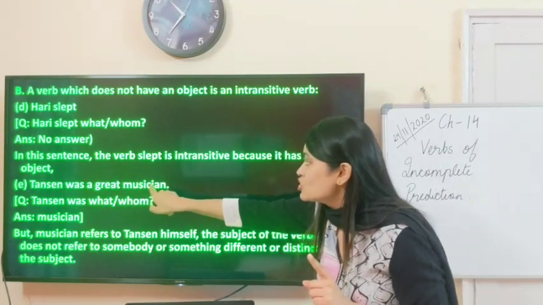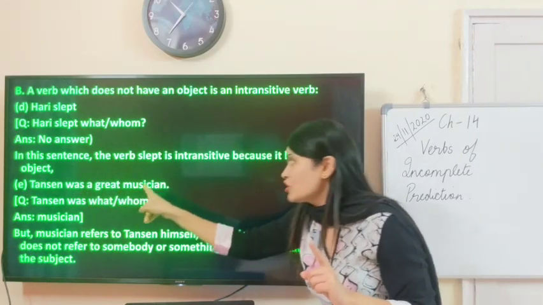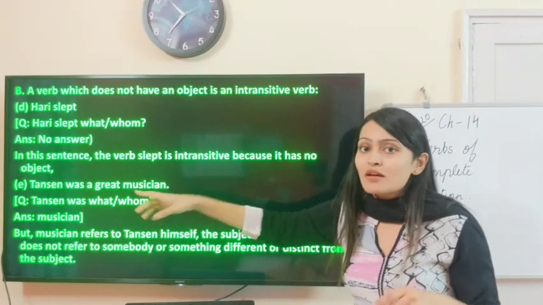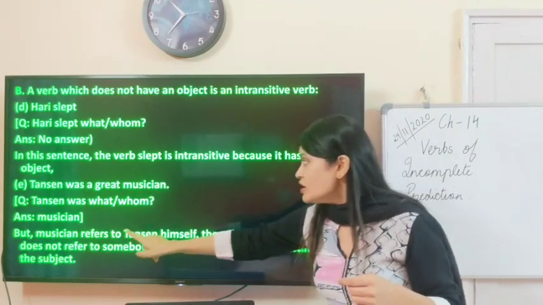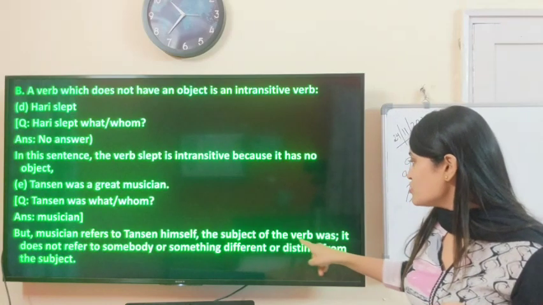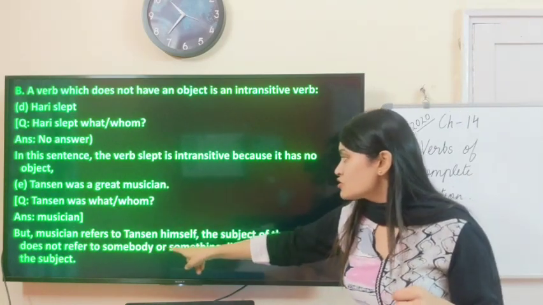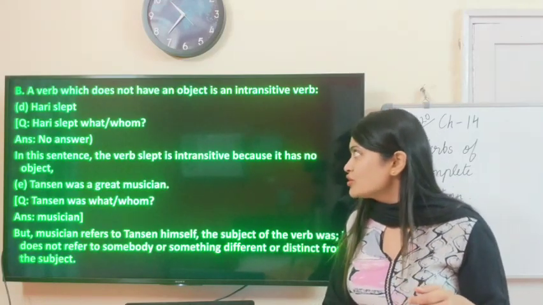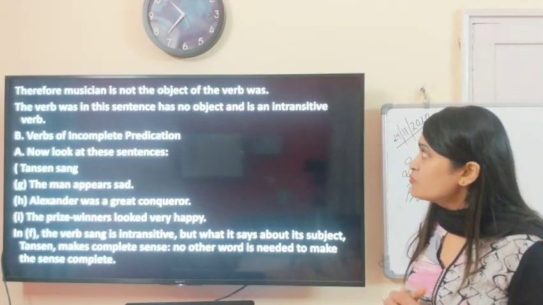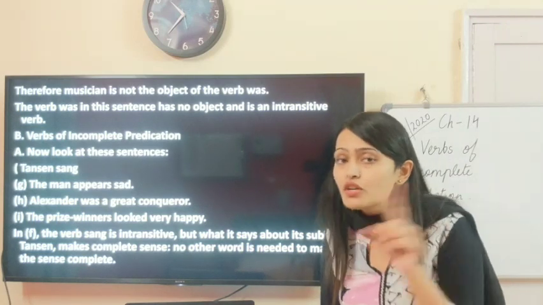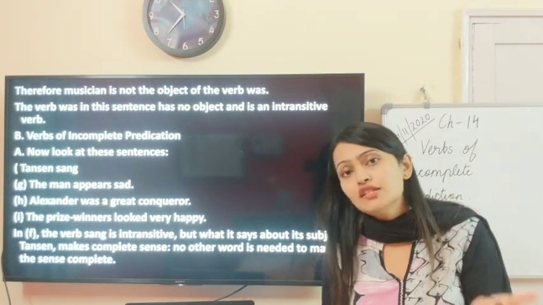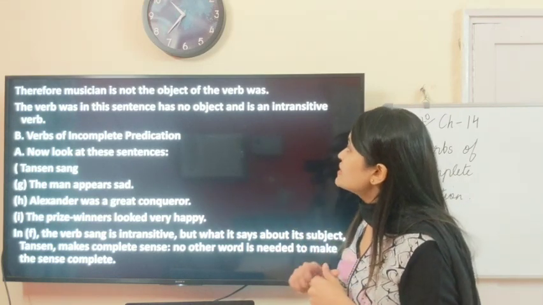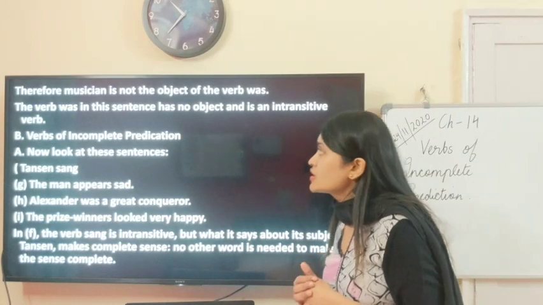Tansen was a great musician. Who was the musician? Tansen himself. They are not talking about some other musician also. So here the object is not something new. In that case, children, the musician refers to himself, the subject of the verb was. It does not refer to somebody or something different. That's why it is intransitive, children. Therefore, musician is not the object. We will not accept musician as the object because musician is the same thing as the subject. The verb was in this sentence has no object and is an intransitive verb.